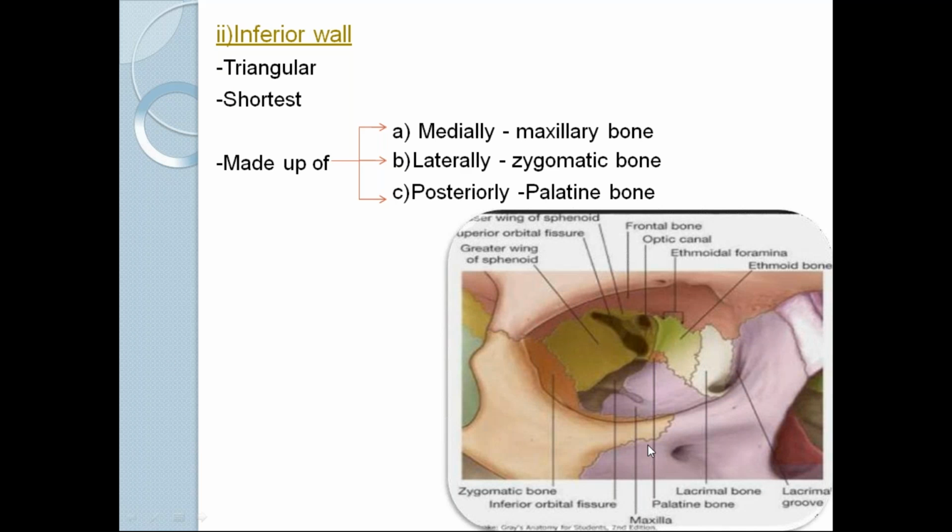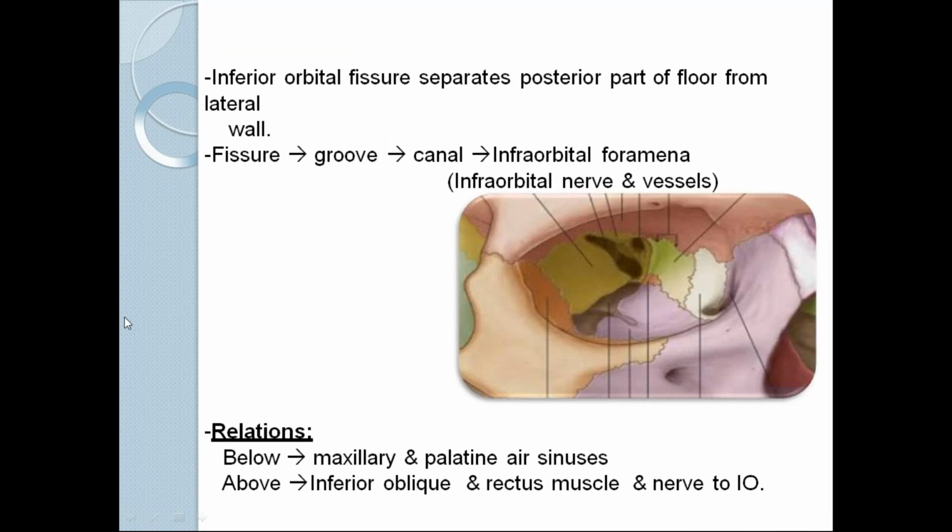Now coming to the inferior wall, this is a triangular wall. You can see here, this is the inferior one. It is made up of, and this is the shortest. Thinnest is the medial wall, shortest is the inferior wall. Medially comes the maxillary bone, laterally the zygomatic bone, posteriorly the palatine bone. So the inferior wall is the shortest and the medial wall is the thinnest.